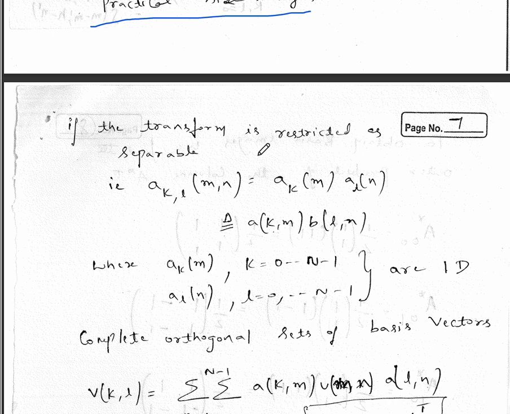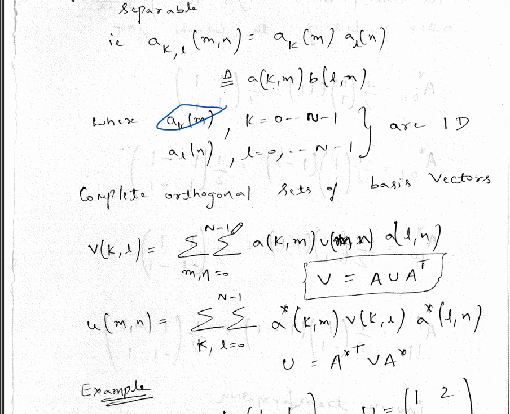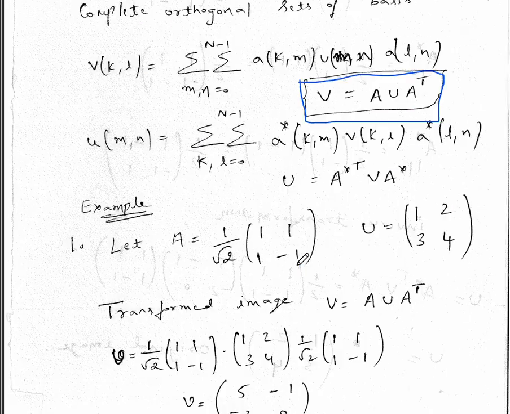So if the transform is restricted to be separable, we are considering a_{k,l}(m,n) and splitting it into a_k(m) times b_l(n). It will be approximately equal to a(k,m) and b(l,n). So these are 1D transforms, that is a_k(m) and b_l(n). So the complete orthonormal set is formed by considering two-dimensional basis vectors, and the final equation would be V equals A U A transpose.